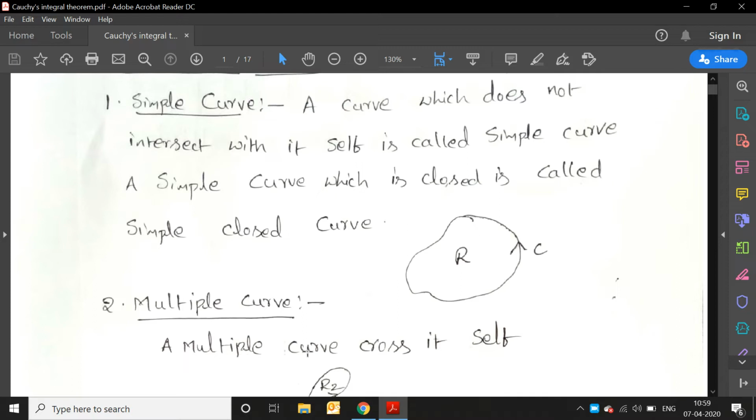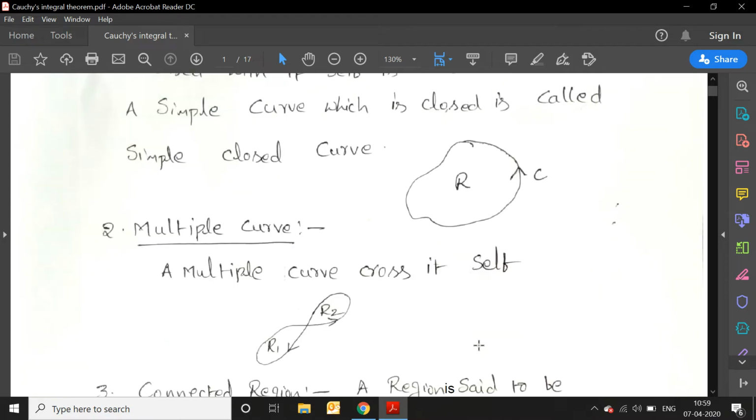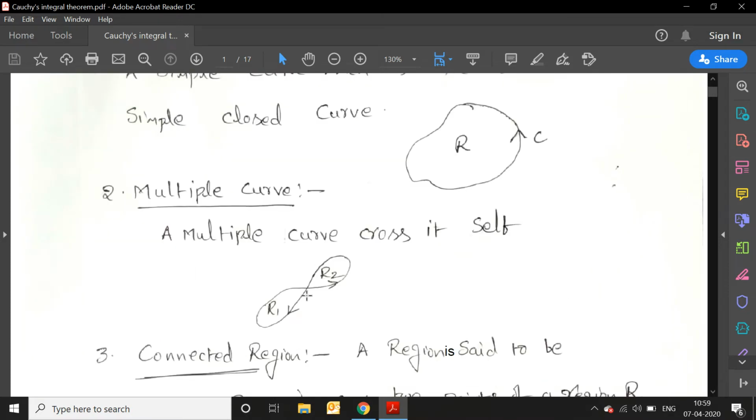Next, multiple curve. A multiple curve crosses itself. If the curve starts at a point and goes through like this and crosses at one point, again we can get a region like this. So this type of curve is called a multiple curve. Here the curve is one but the regions are two, so that's why this curve is called a multiple curve.